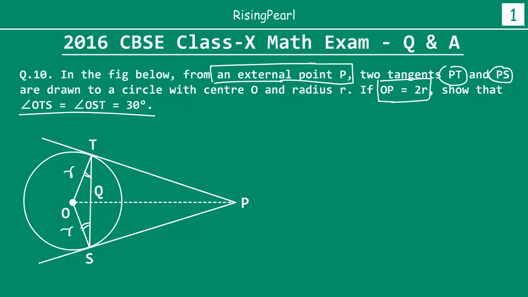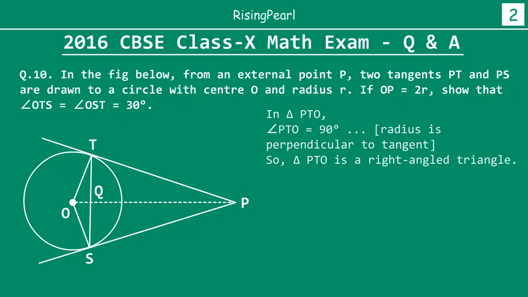One thing that I want to quickly tell you is that if you just consider the triangle OTS or OST, clearly this side is equal to this side because they are radii, so we know these two angles will be equal. So the question is, how can we say that the measure of these two angles is 30 degrees? So this is how we are going to answer this question.